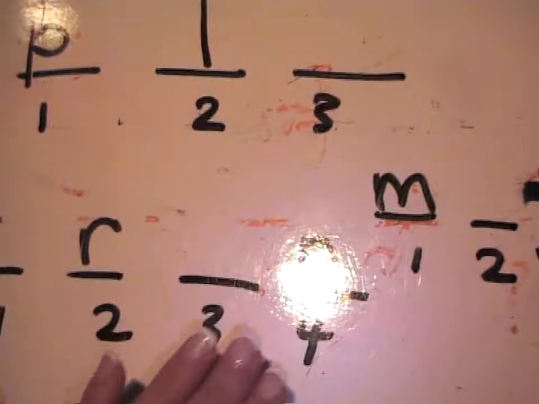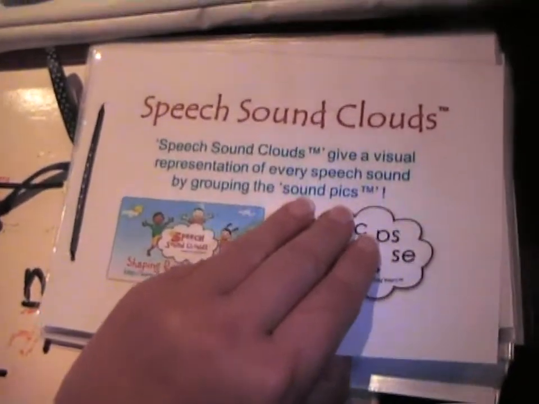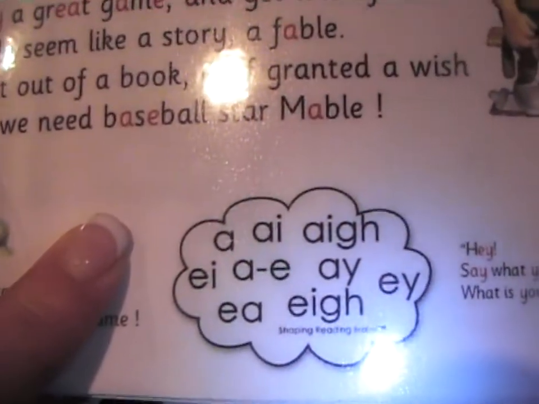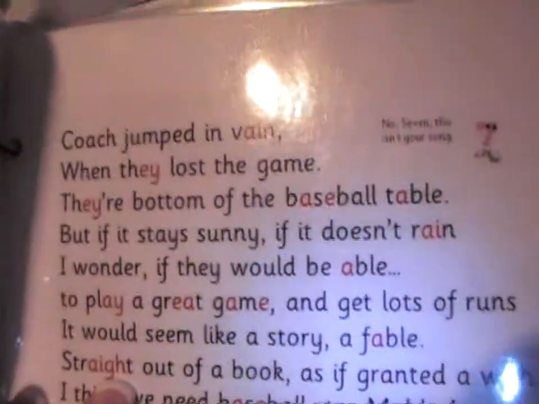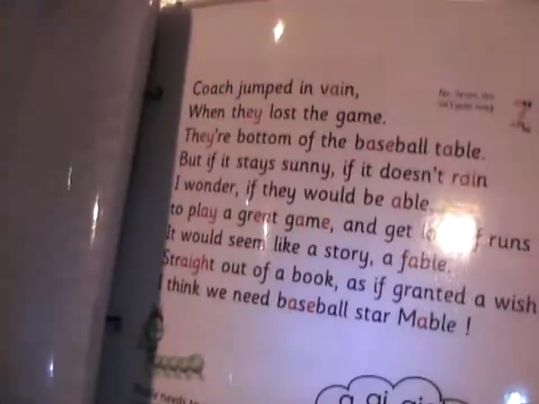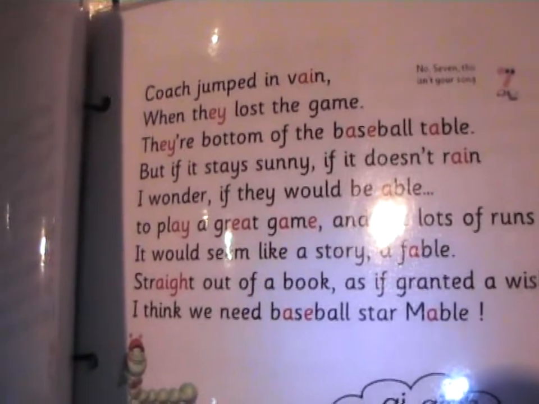So we've worked those out and we're just stuck on this A. Let's have a look at the speech sound cloud for the A speech sound. I'll flip through and here is the cloud for the A. So there are all of the options. We've got a song or a poem for every single speech sound in the English language, so that we're not just showing the various representations, we're showing it in meaningful context. Because to shape a reading and spelling brain, you must help the reading brain look at all this gobbledygook and put it into meaningful context.